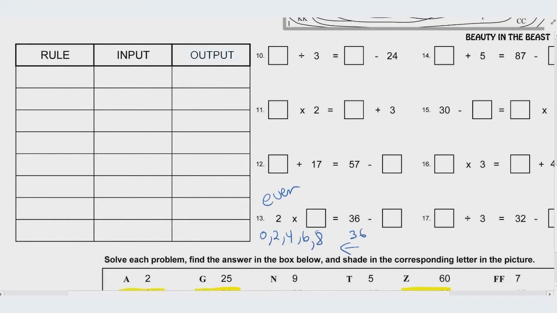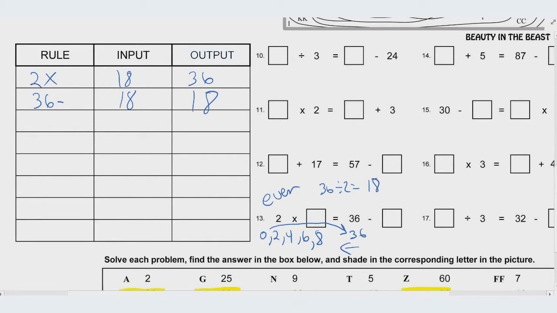And you might be thinking, holy smokes, this is going to take forever. Well, again, I would just try to find a number in the middle of 36 and 0. So I'd say 36 divided by 2 gives me 18. And I would try 18 as my input. And this, again, is just a starting point. So I say 2 times for my rule, and 36 minus. 2 times 18 is 36, and 36 minus 18 is 18.